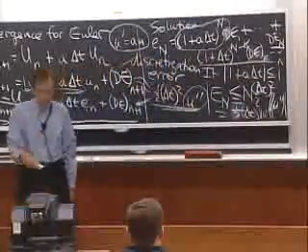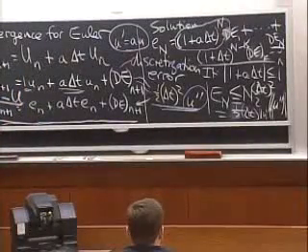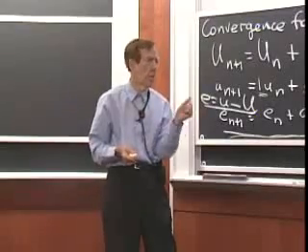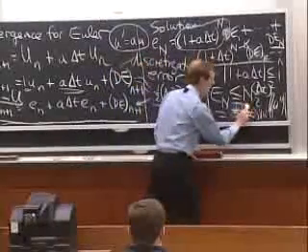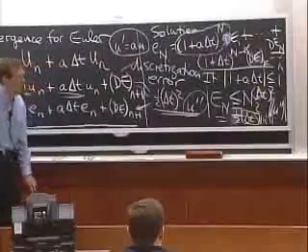If I cut the time step in half, I cut the error in half. So that's not a great rate of convergence. That's like the minimal rate of convergence, just 1 power of delta t. And that's why we call Euler a first order method.